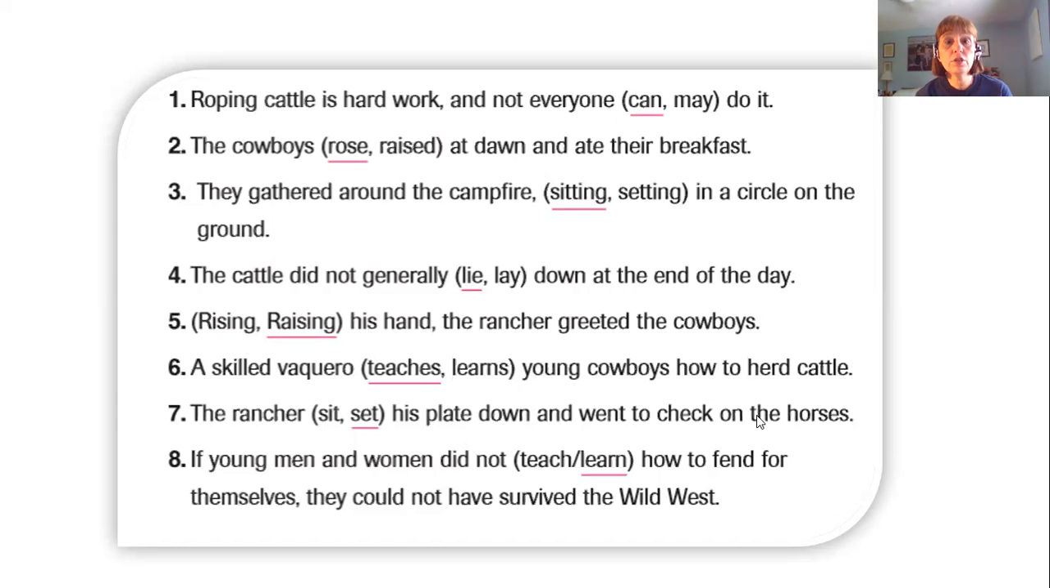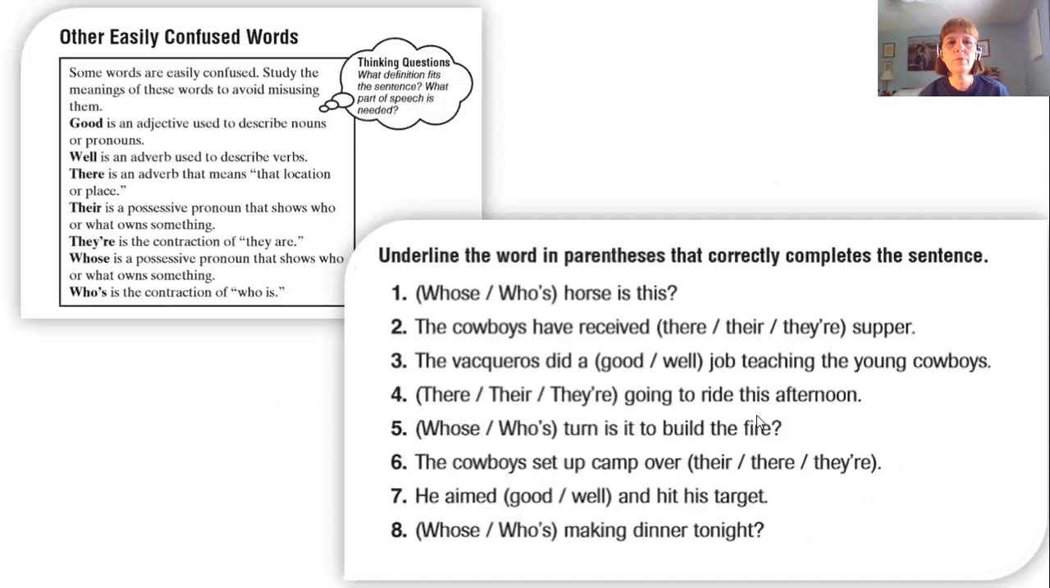A skilled vaquero teaches the young cowboys how to herd cattle. The rancher set his plate, he placed it down and went to check the horses. If young men and women did not learn how to fend for themselves, they could not have survived in the Wild West. Okay, here we have another set. Let me move again. There we go. Another exercise, please. You can pause the video here and work on it.